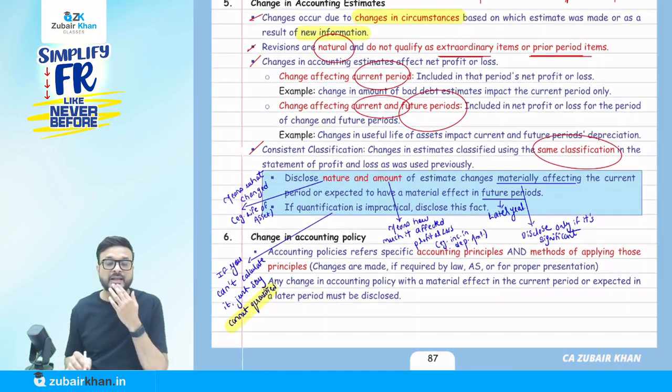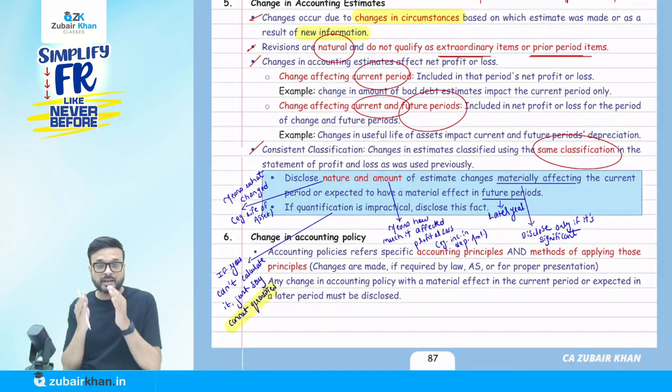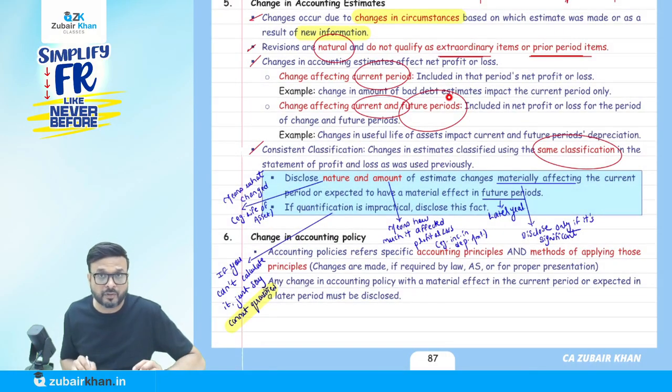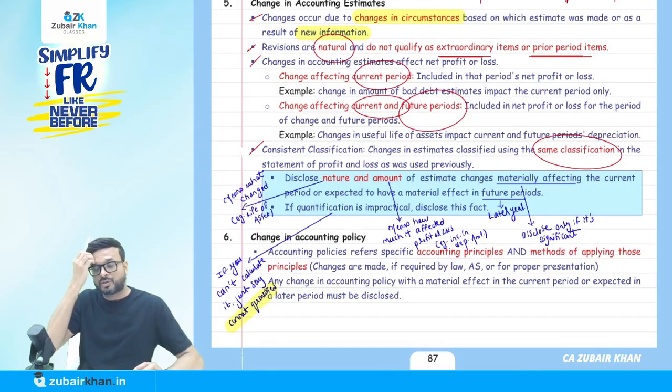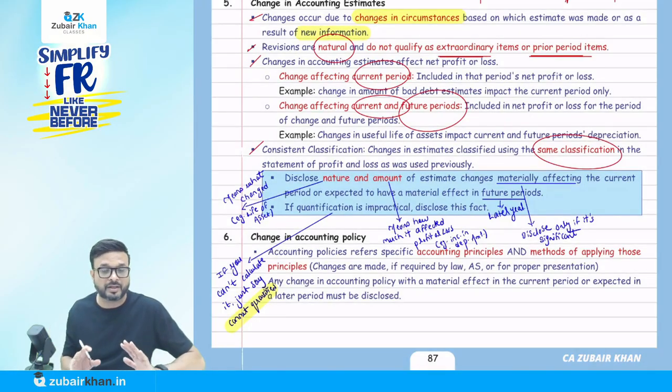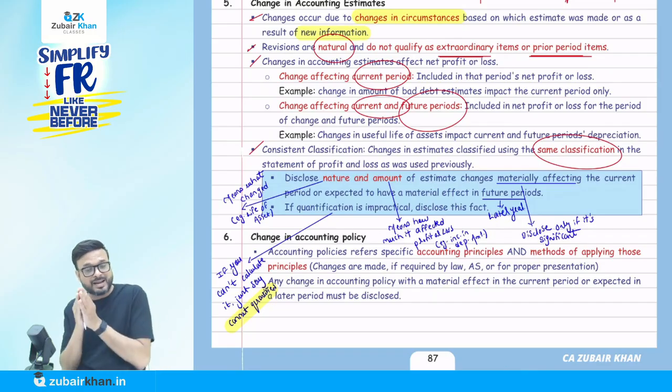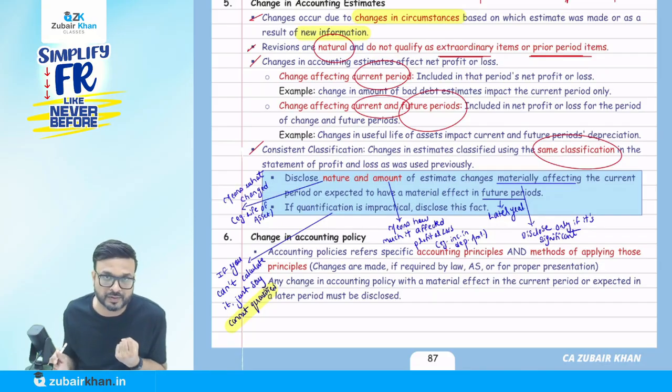Okay. It might be that a change in accounting estimate affects my current year profit, as I said in the case of a change in estimate for bad debt. The actual bad debt might be different, so the amount in profit or loss gets affected. Or it might be that my current year as well as future periods are also going to be affected. I'm saying this in terms of the profit and loss account.